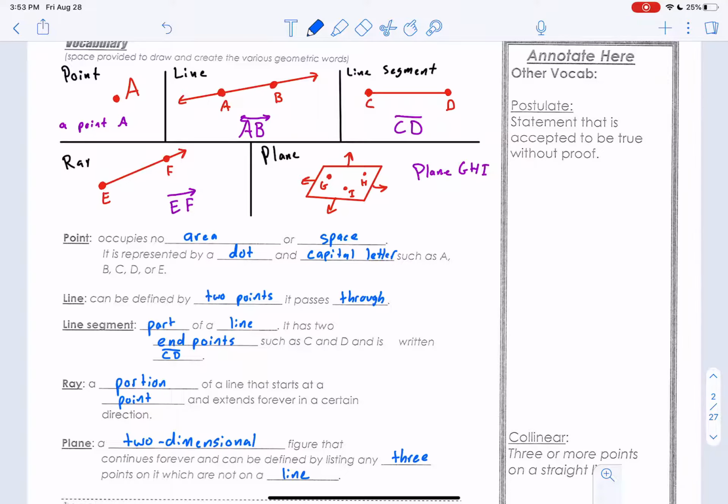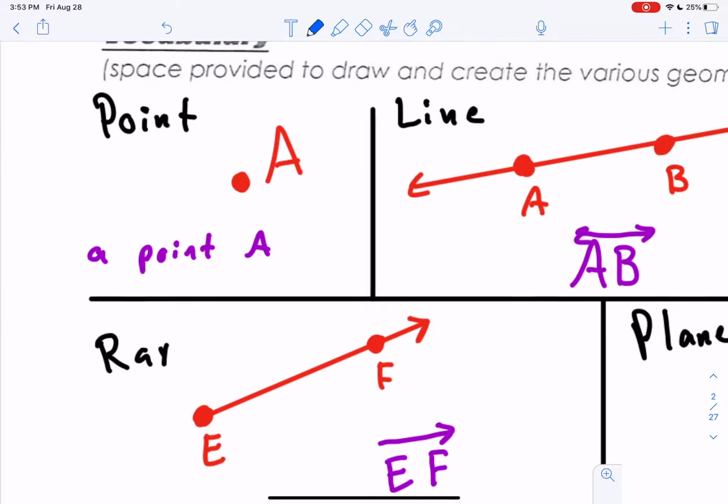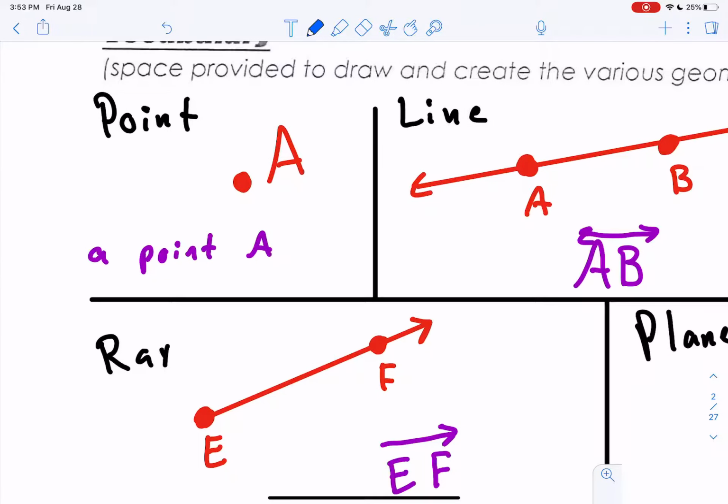All right, so our first definition has to do with a point, okay? So a point is exactly what it sounds like. It's just a dot. It occupies no space. There's no area, there's no volume, there's nothing like that. It's just a point, it's just a dot. We use a capital letter to talk about our point, and I've used the letter A to talk about this one. And when we refer to the point, we just say point A. Point A, point B, whatever it is, that's just what we're going to call it.